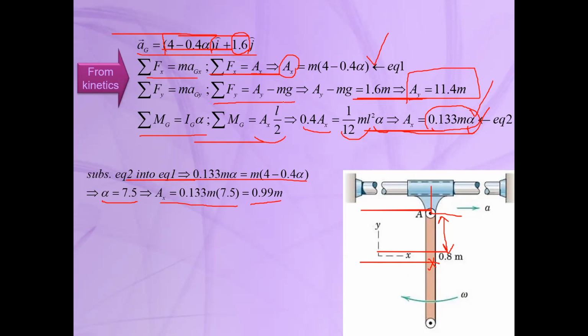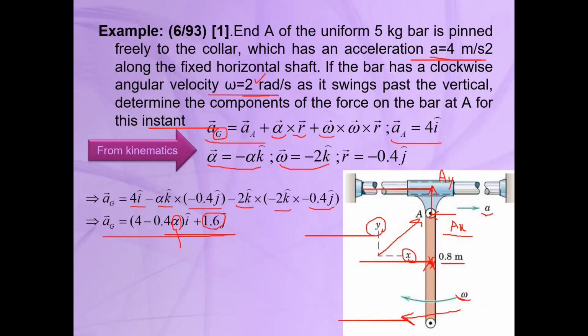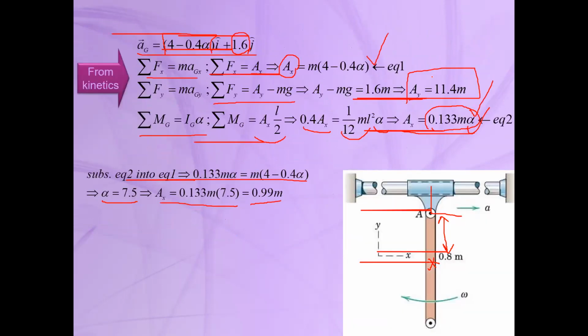And I think we don't have the value for this. Let me check. Yes, we have the weight, it's equal to 5 kilograms. So you can substitute m is equal to 5, and easily you can calculate all of these results. I mean, AY is equal to 11.4 times 5, alpha is equal to 7.5, it's clear, but AX is equal to 0.99 times 5 because the mass is equal to 5.